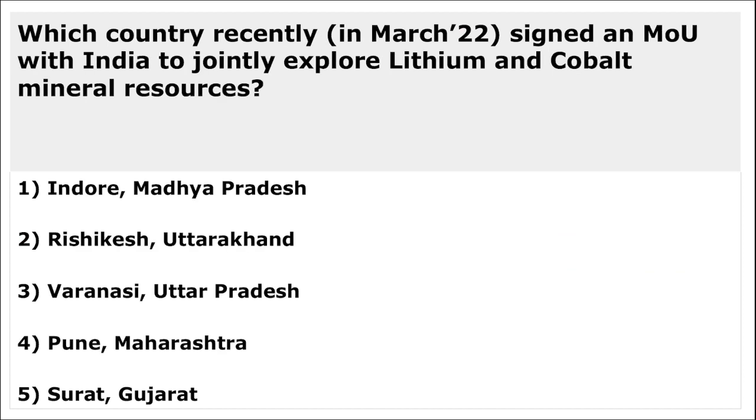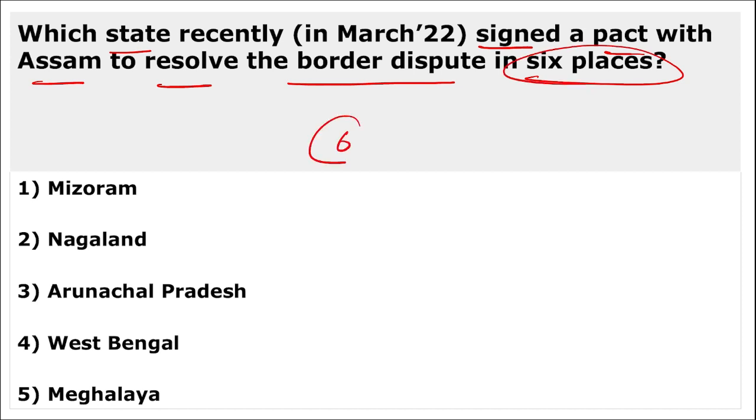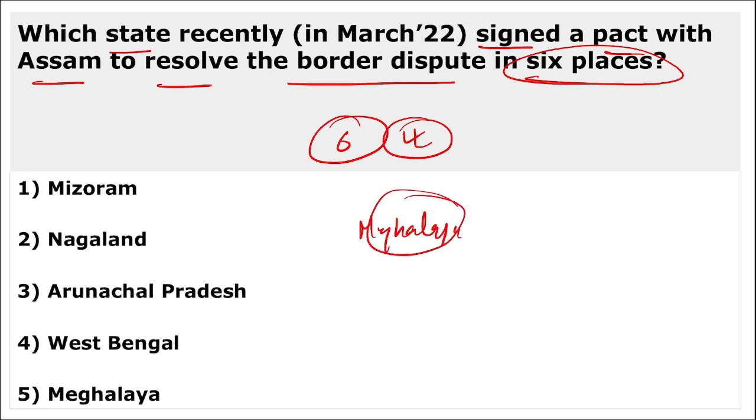Next question. Which state recently signed a pact with Assam to resolve the border dispute in 6 places? In order to resolve the border dispute with Assam, the state that signed a pact with Assam is your dash state. Tell me, what is the name of that state? It is Meghalaya. It is your Meghalaya.